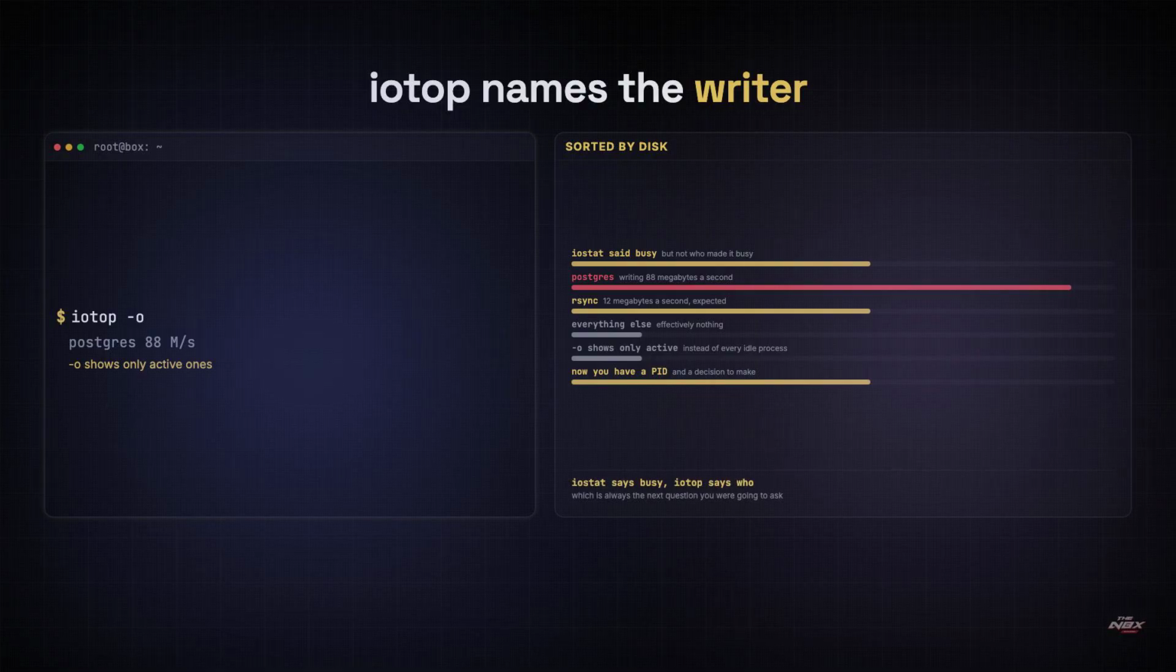Every monitoring tool tells you something is wrong. This one tells you who. iostat and iotop are a pair. One finds the problem, the other names who caused it.